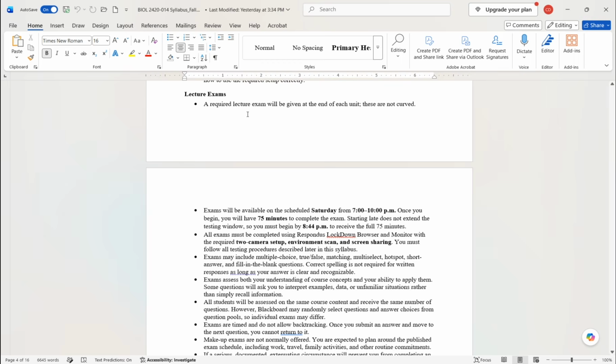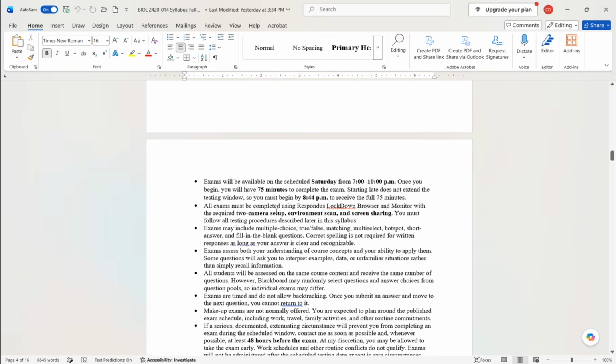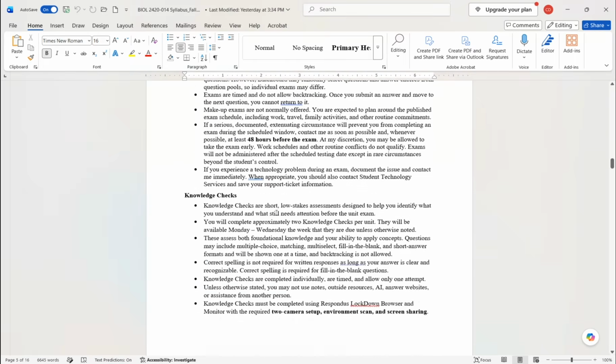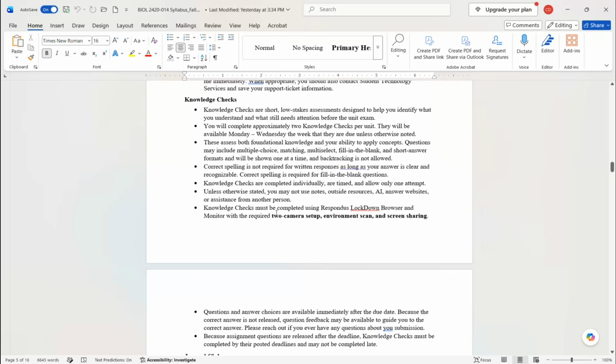Okay. So the exam is 75 minutes. It usually takes people about an hour, give or take. So you do have some wiggle room on when you start the exam. Okay, again, they're all going to use the 2-camera setup. And these exams are cumulative. They cover all the topics covered in the unit, and you're going to see a variety of question types.